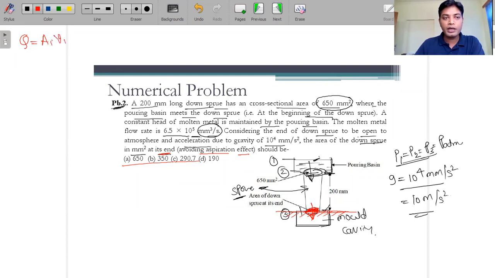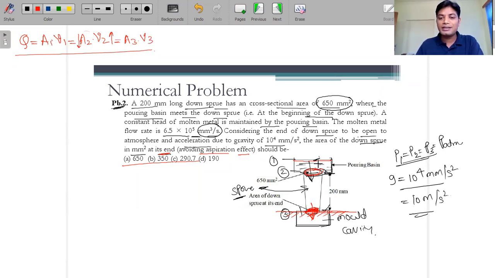A1 into V1. I am writing small v1 for the velocity, and the capital V we will consider as volume. So this is A1 into V1, where A1 is the cross sectional area at that cross section and v1 is the velocity there. That will be equal to A2 into V2, because this is a volume flow rate and it will be constant throughout. If this area is decreasing, it means the velocity will be increasing in the same proportion. That will be equal to A3 into V3. So this is the volume flow rate.